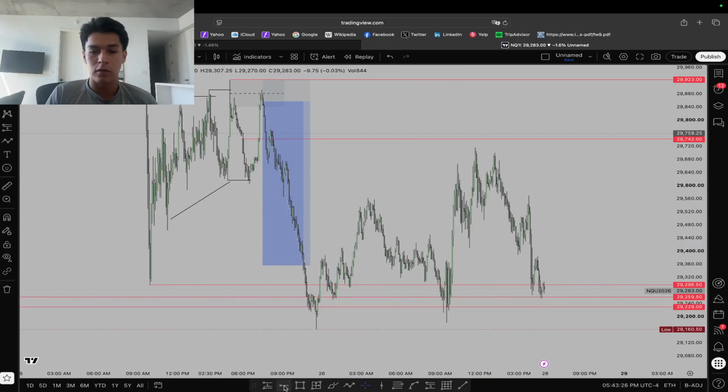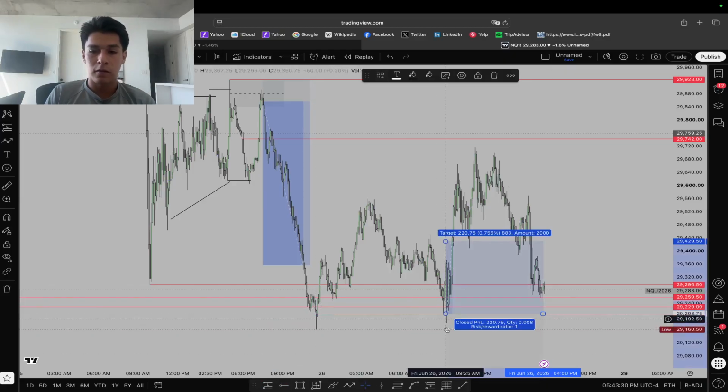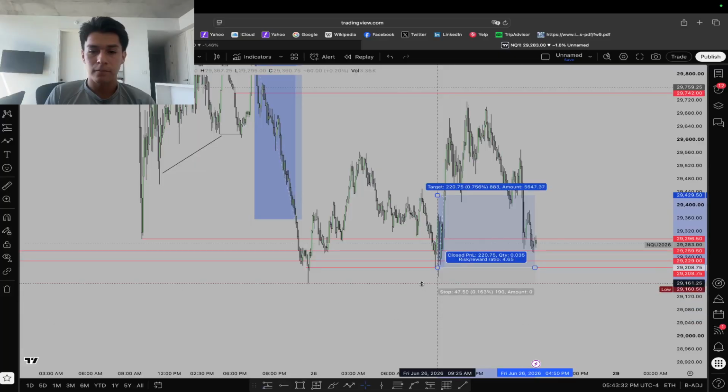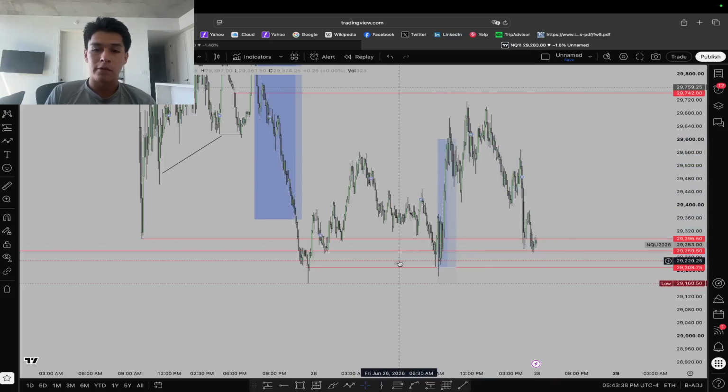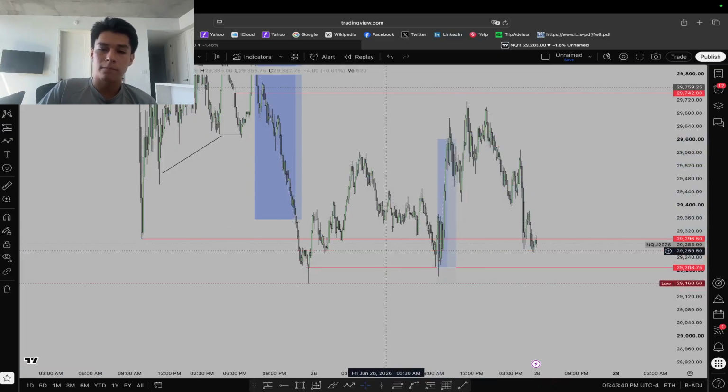The only thing I would see at New York is probably take some rejection play here. It's actually a really good play. This low be protected, here, target back into EQ this range. That's actually a great trade. But I'll remove these lows.